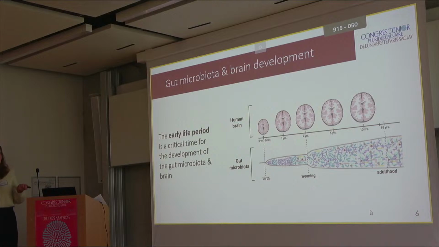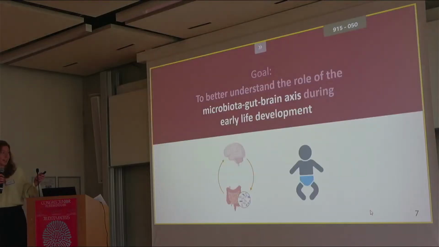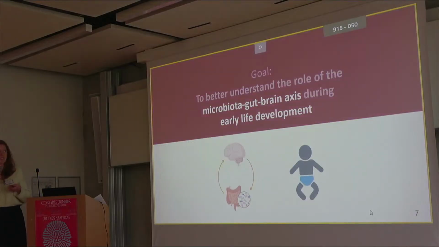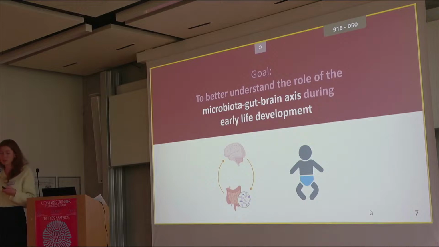This is understandable as the early life period is a critical time for the development of both the gut microbiota and the brain. Here you can see a timeline of human brain development aligned with a diagram of the growth and diversification of the gut microbiota. And as you can see, these first 3 years of life, that period from birth to weaning, are a very significant time for the development of both. So my research centers around understanding the role of the microbiota gut-brain axis during early life development.